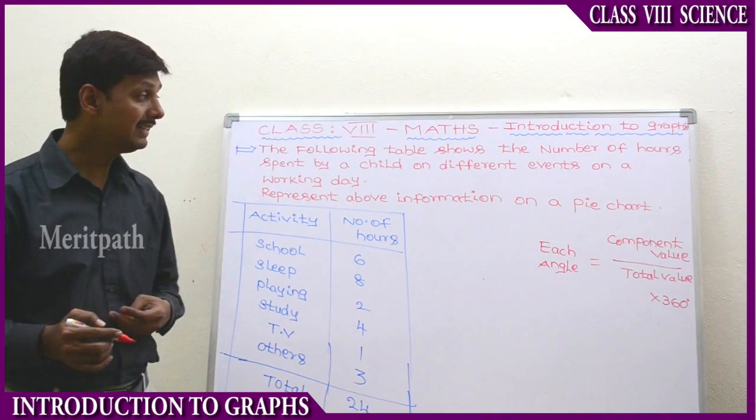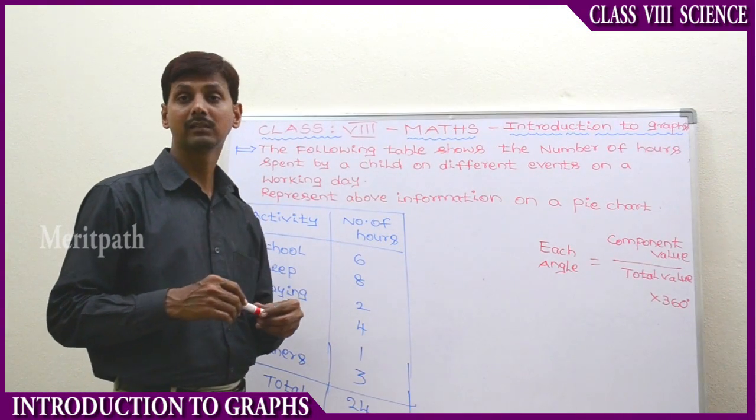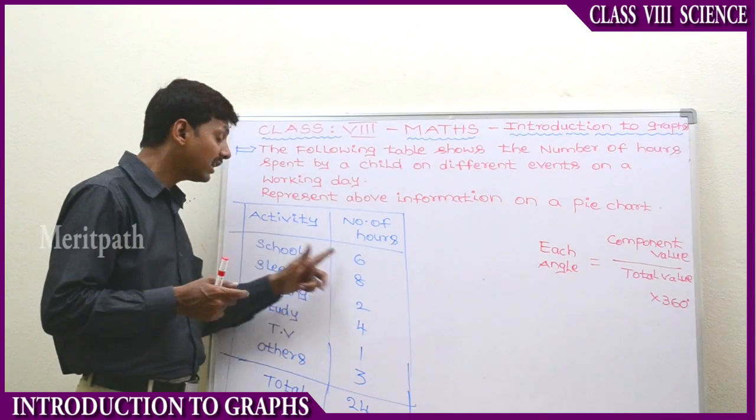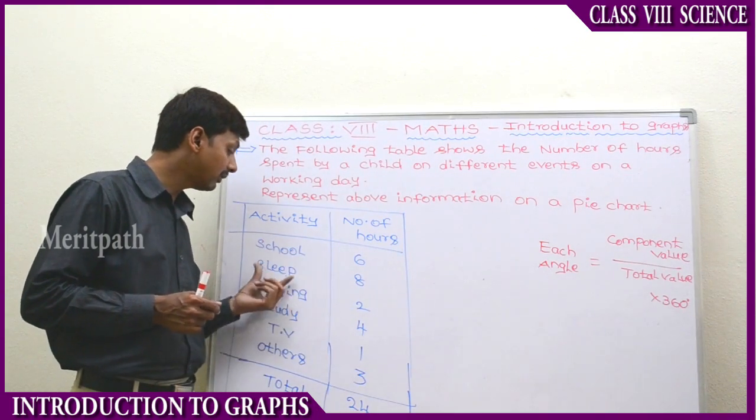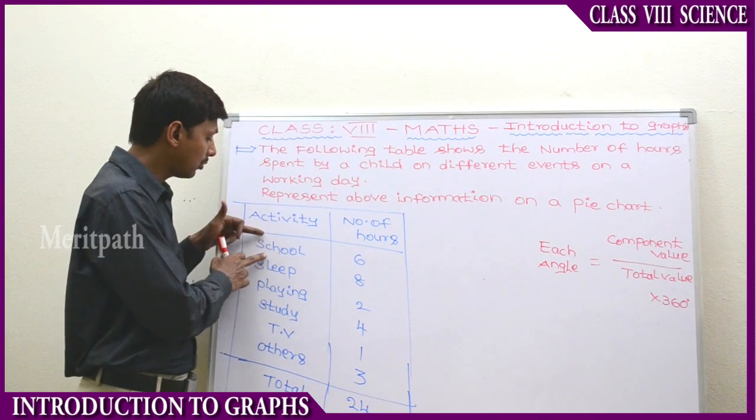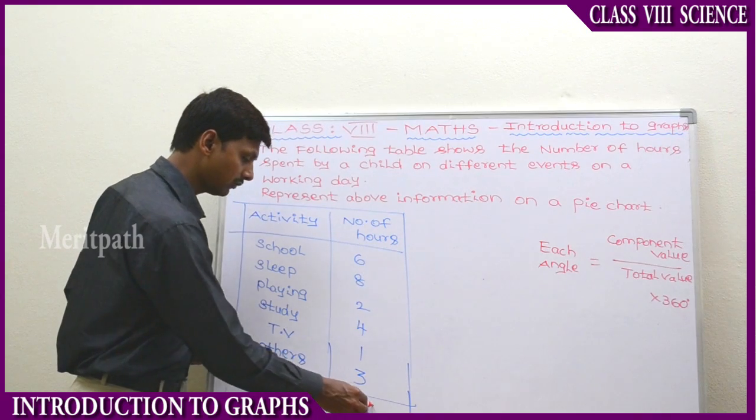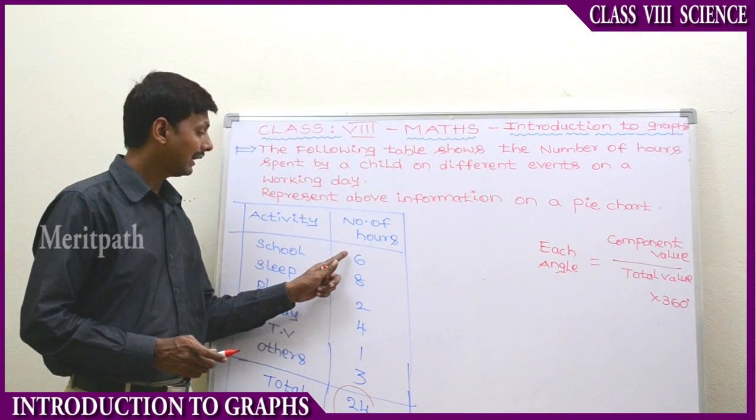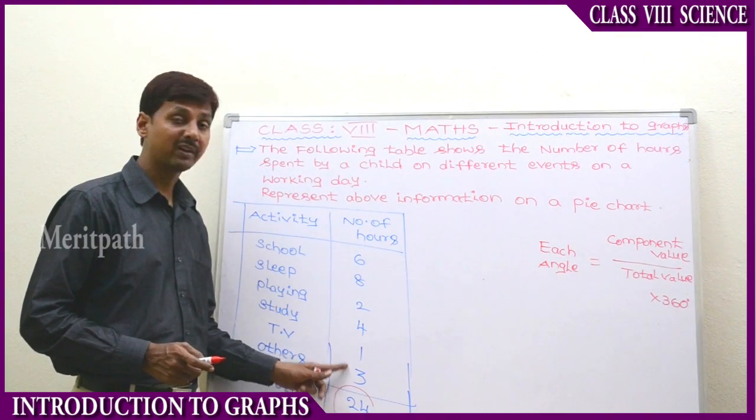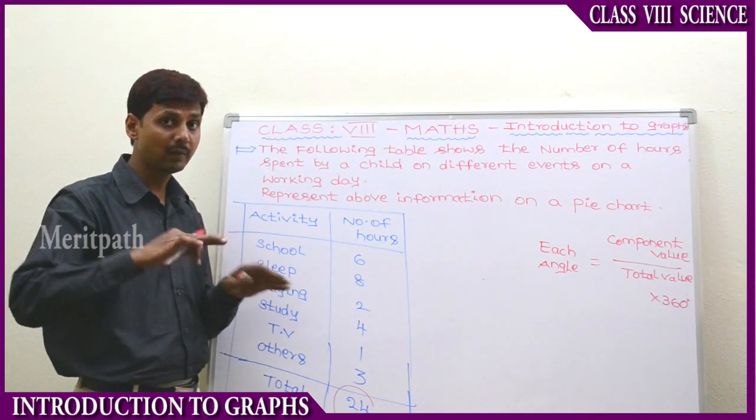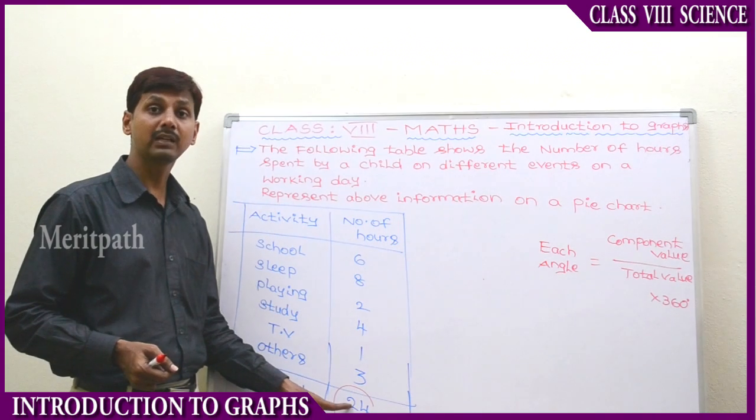So the formula: the component value is nothing but how much time is spent on each activity. Each one we call a component value. These are all the components here. The total value is 24. The components are 6, 8, 2, 4, 1, 3, and the total is 24.